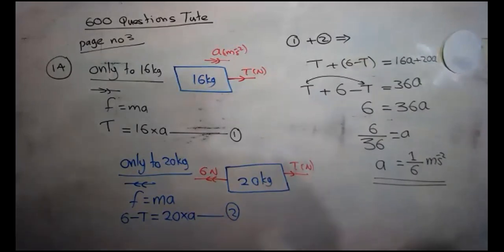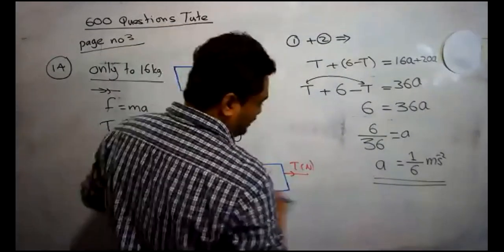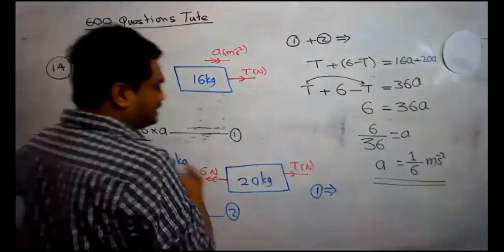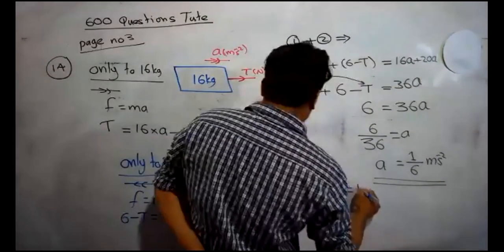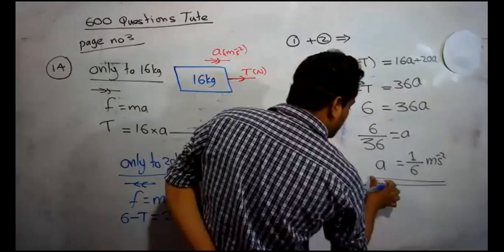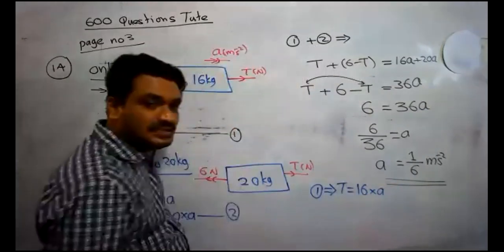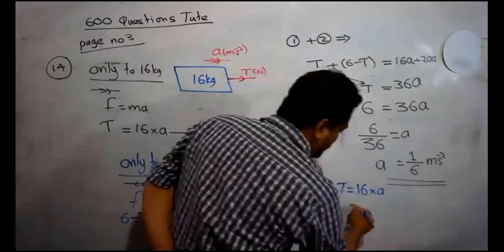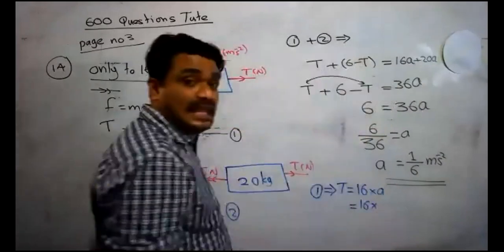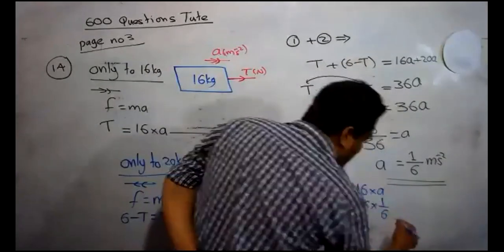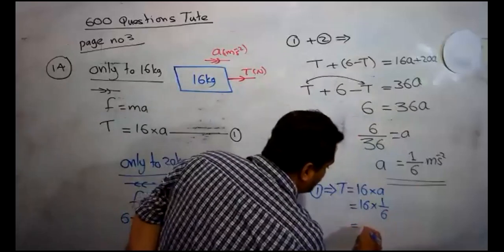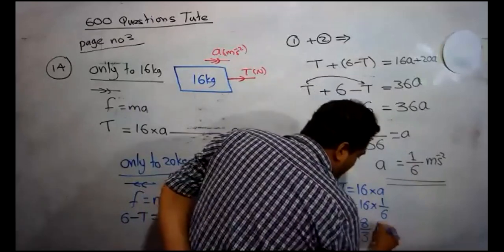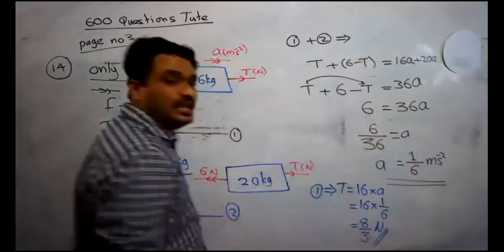So normally we write it like this. We say by using the first equation. The first equation tells us the tension force capital T equals 16 times A. So 16 times A is 1 over 6. 16 divided by 2 is 8. 6 divided by 2 is 3. Therefore, the tension force is 8 over 3 Newton.